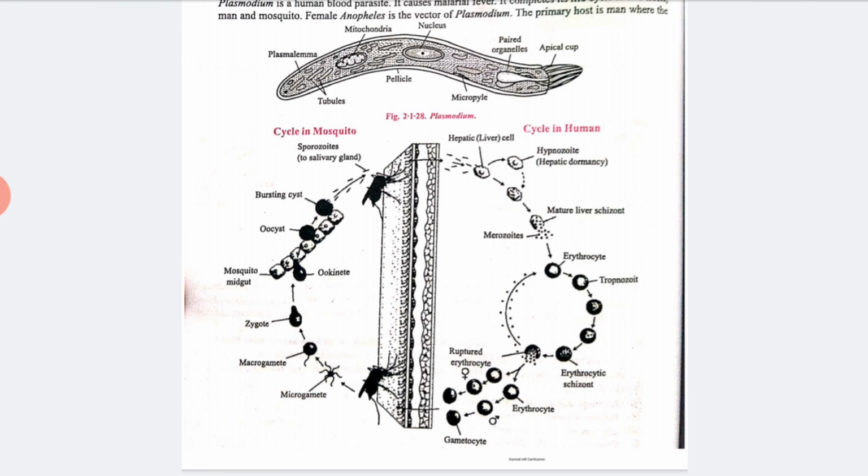This is the life cycle of Plasmodium. Okay. So the cyst produces sporozoites which reach the salivary gland of the mosquito. When such an infected female Anopheles sucks the blood of a healthy man, it transfers sporozoites to repeat the amoeboid stage again. Clear? So this is the life cycle and the process of our malaria parasite.